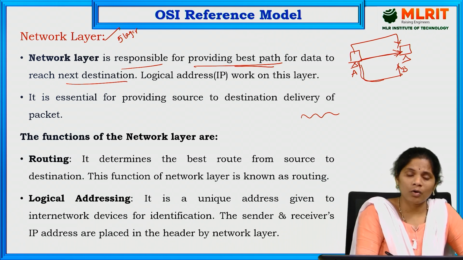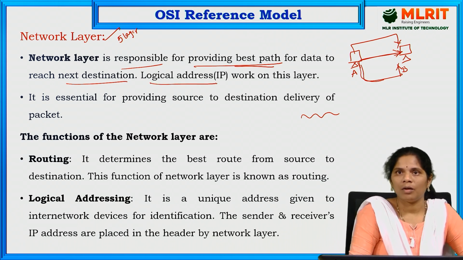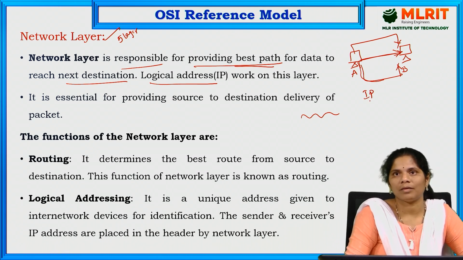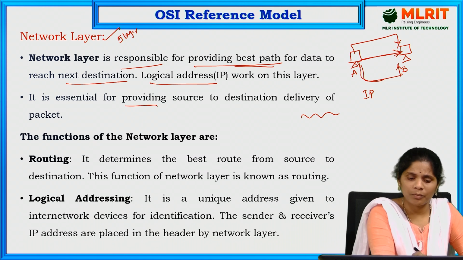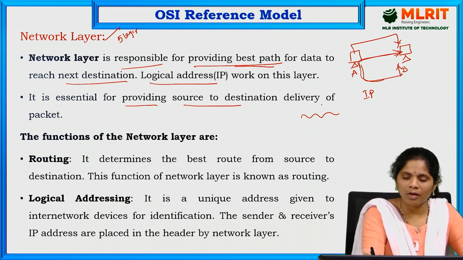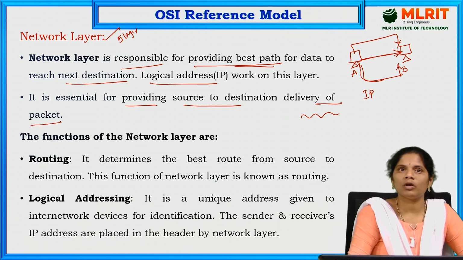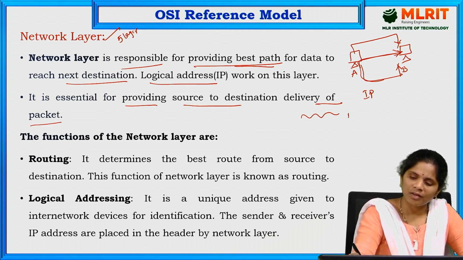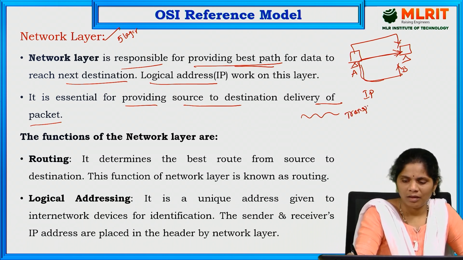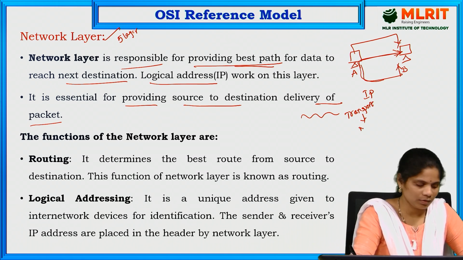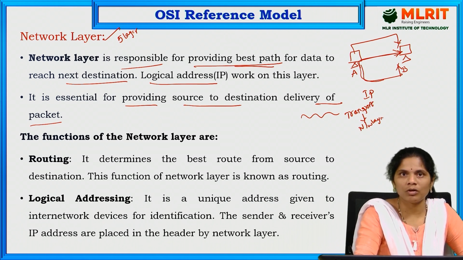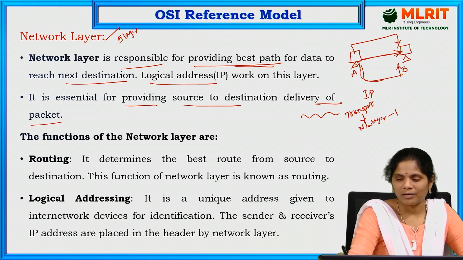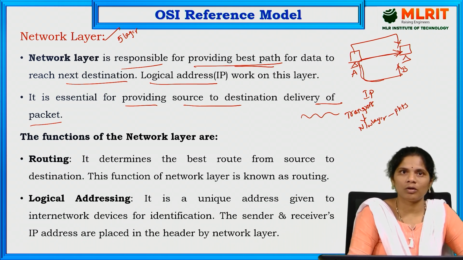It mainly works with the logical layer, that means the internet protocol address. It is essential for providing source to destination delivery of packets. Whatever data is transferred in the transport layer is called segments. After the transport layer comes the network layer, where whatever data is transferred is in the form of packets.